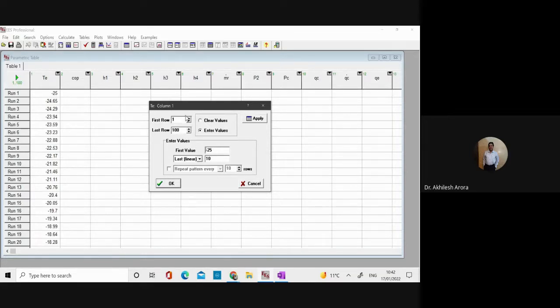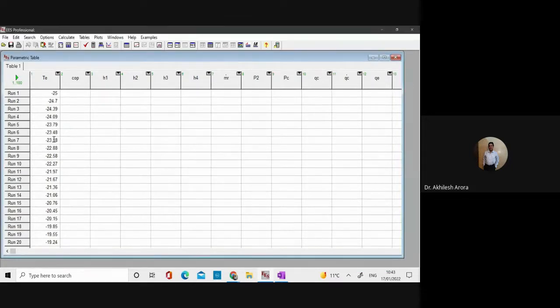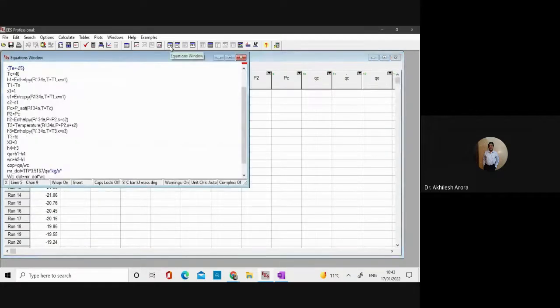TE column 1. First row is 1, last row is 100. Then clear values: if I press it here, the values will be cleared. If I say enter values, I can change the values also. I can go from -25 to, let us say, 5 degrees Celsius. So it will change. You see the column now, it has changed. Now, there was only one parameter which was missing in the equations window. You can press it here also. So this is the equation window. You have just commented one of the parameters.